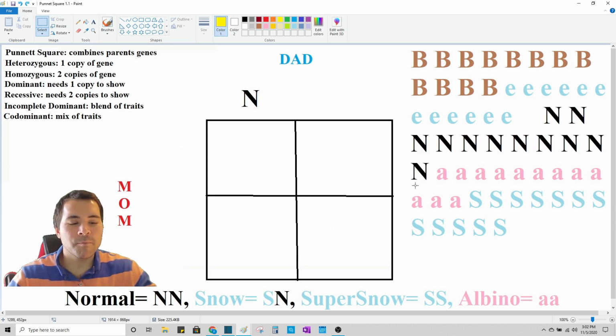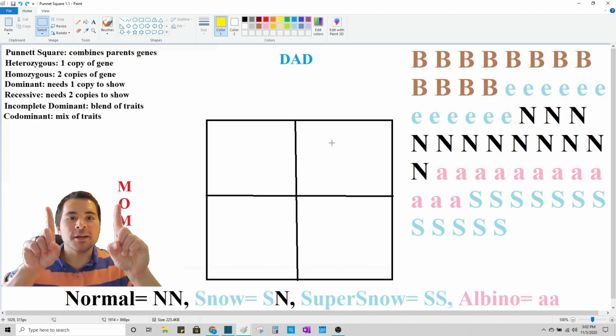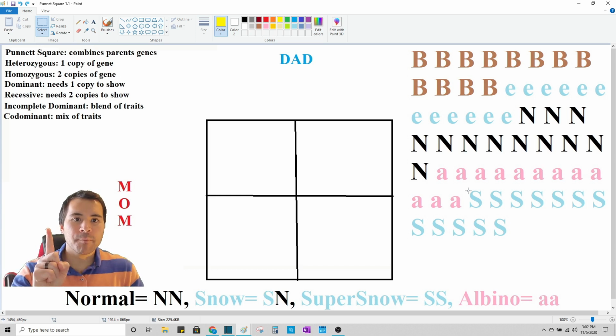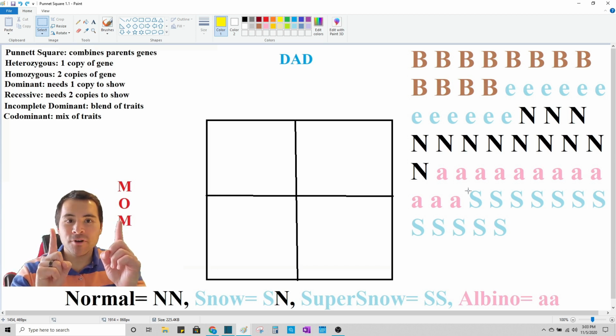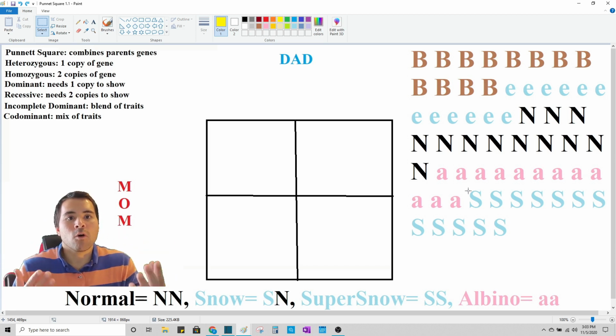Okay, so I reset the board here. Let's change things up a little bit. Let's say we have a snow leopard gecko and we breed it with a snow leopard gecko. What are the offspring going to be? Snow is an incomplete dominant trait in leopard geckos. That means that if you have one copy of the gene and you don't have another copy of the gene, the one copy you have is going to blend with the normal or wild or regular type leopard gecko.